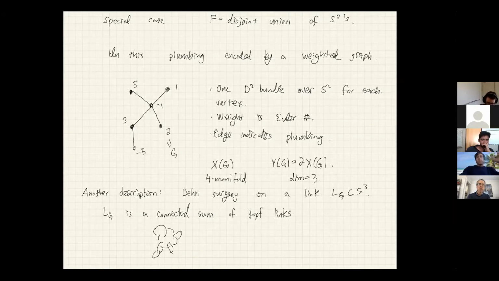And so this is a connected sum of Hopf links. This could be L_G, and it's a framed link. The framing is just the weights. So I just take the weights and give it that integral framing, -1, so I'm just copying it from above. So this is 2, this is 2, this is 3, this is -5. Okay, any questions on any of that?